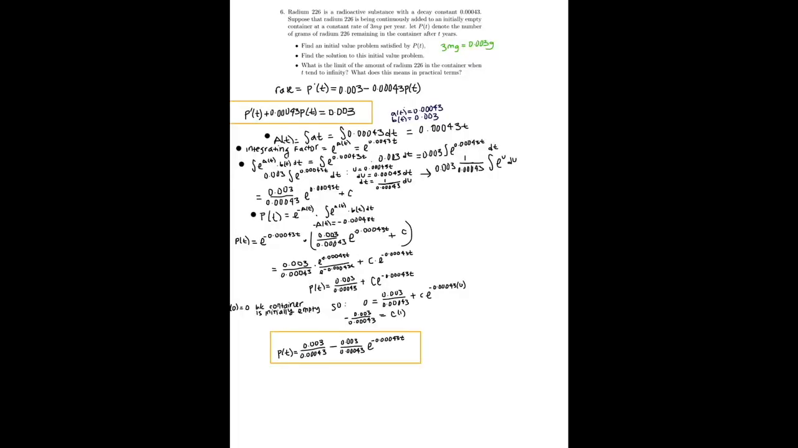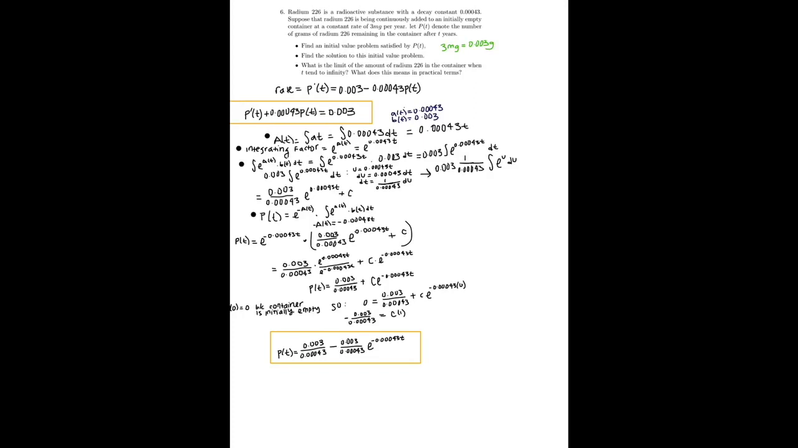This is Meti, and I'm going to be explaining problems 6 through 8. For problem 6, I wanted to start off by making sure all my units were the same. Since the problem states that P of T denotes the number of grams of radium-226, I converted the constant rate of 3 milligrams to 0.003 grams.